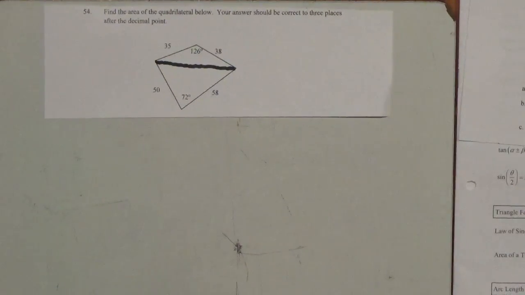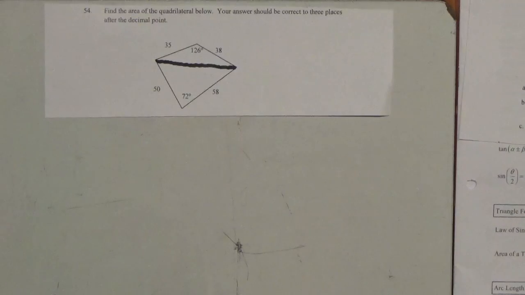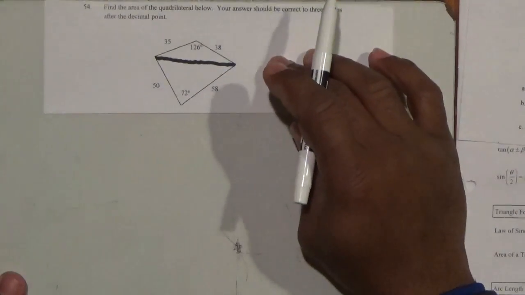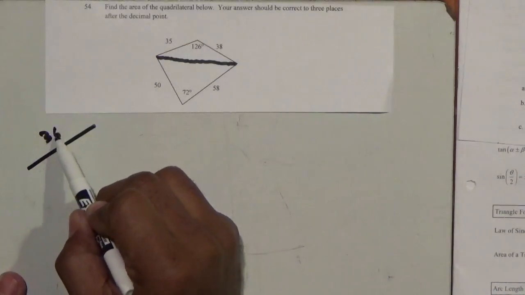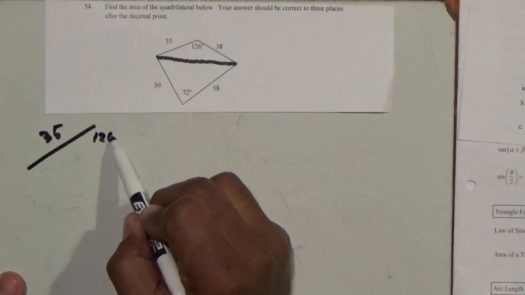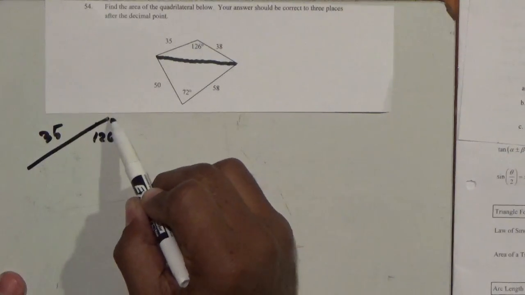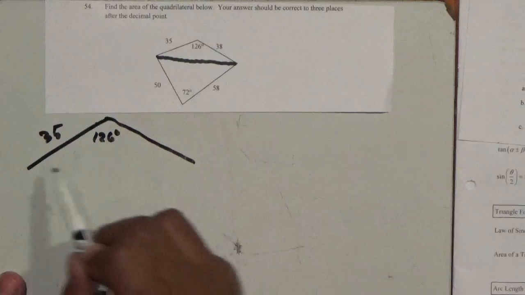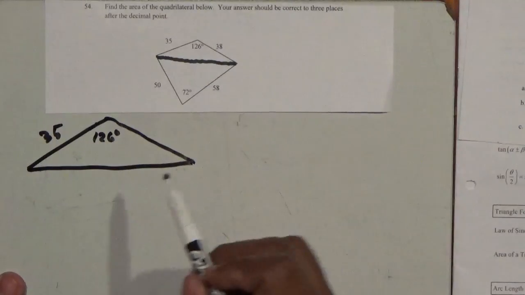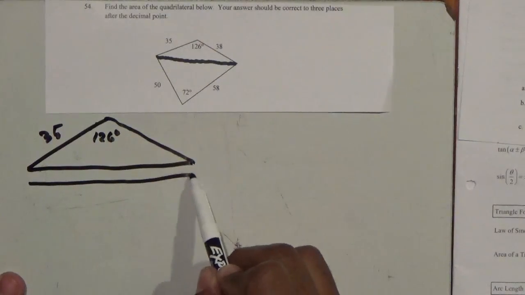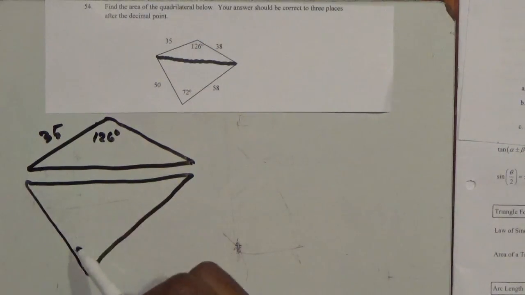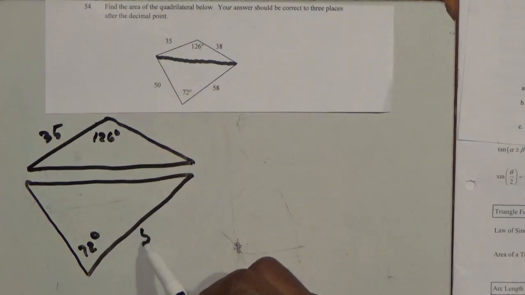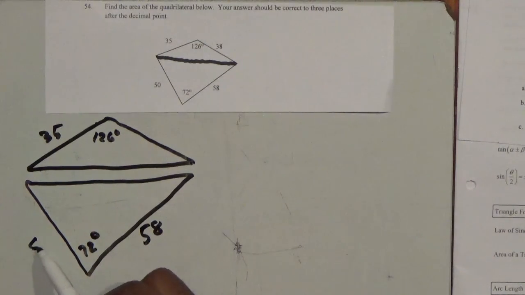All right, this is how you're going to treat this problem when you see it too. Just write across. And now what you have is a side, angle, side triangle. And then you have, again, 72 degrees, a side, angle, side.